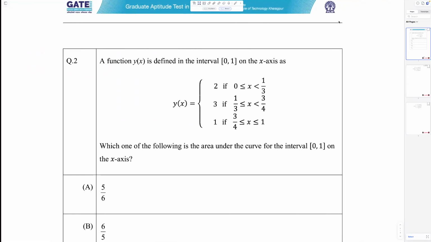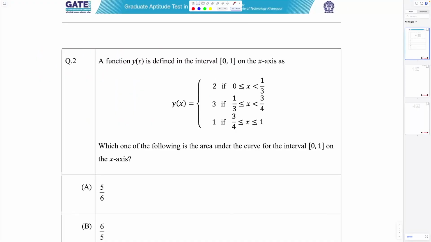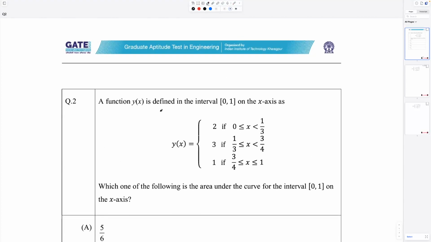The question states that the function y of x is defined in the interval 0 to 1 on the x-axis. This is the function that they've given us. Which one of the following is the area under the curve for the interval 0 to 1 on the x-axis? First of all, for the area of the curve for y of x, we have been given this function, but how do you visualize this? First, there has to be some kind of bare minimum visualization that we must possess.